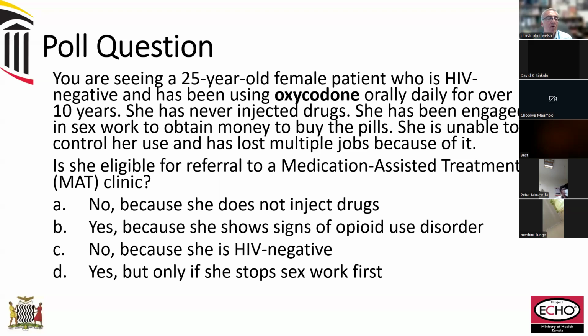The second poll here, you're seeing a 25-year-old female patient, HIV negative. She's been using oxycodone orally daily for over 10 years. She's never injected. She's engaged in sex work to obtain money to buy the pills. She's having other consequences from her use. Would she be somebody who could be on the MAT clinic?